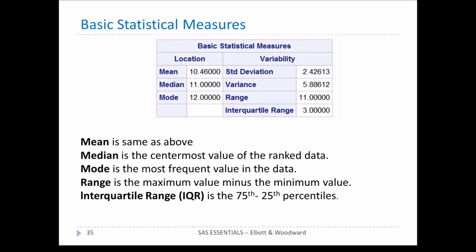Here are some basic statistical measures that are reported. The mean is the same as we've seen. The median is the centermost value. The mode is the most frequent value. The range is the maximum minus the minimum. And it also reports an interquartile range, which is the 75th minus the 25th percentile.